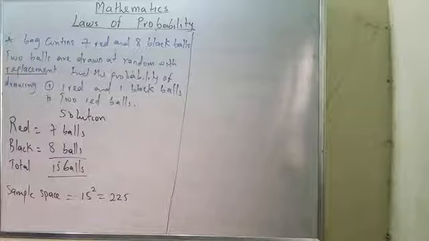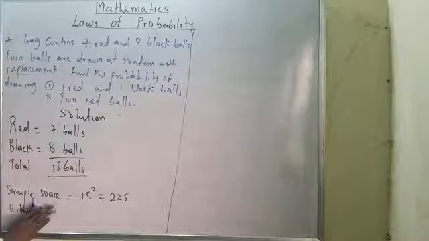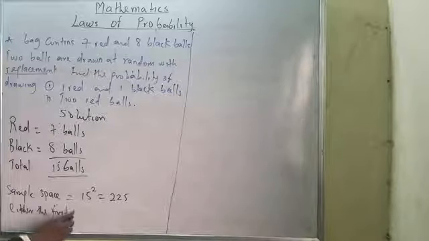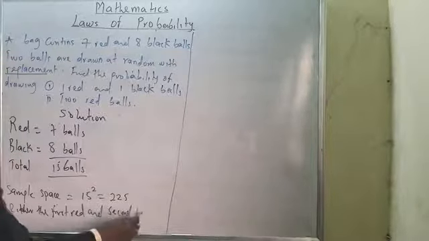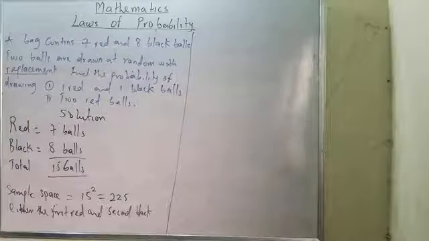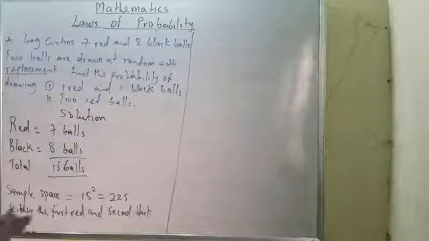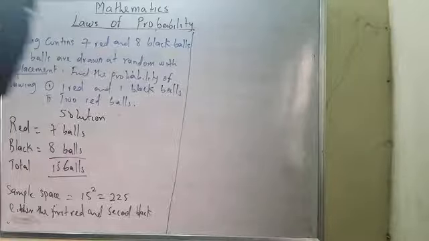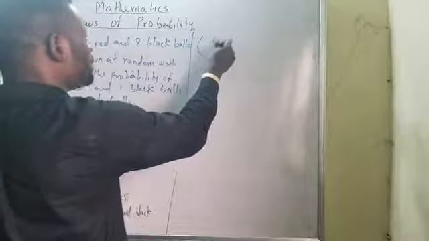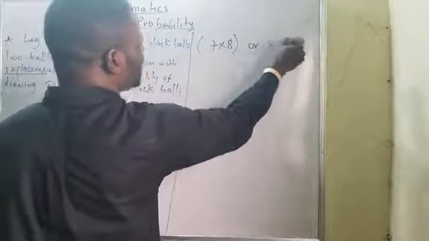The first one, we are talking about the first question. The first question is either the first is red and the second is black, or the first is black and the second is red. That is what we need to do. That means I'll be having 7 multiplied by 8 or 8 multiplied by 7. That is the interpretation.